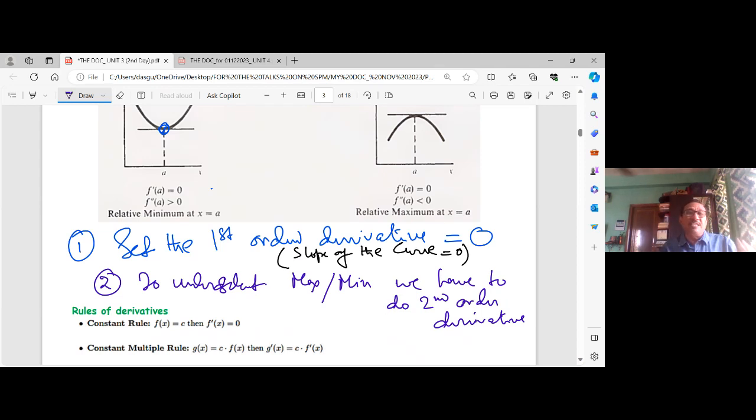So if the second order derivative is positive, that means the curve will increase after this, so the curve is convex. And if it is negative, that means the curve has reached its maximum point and it will come down later.